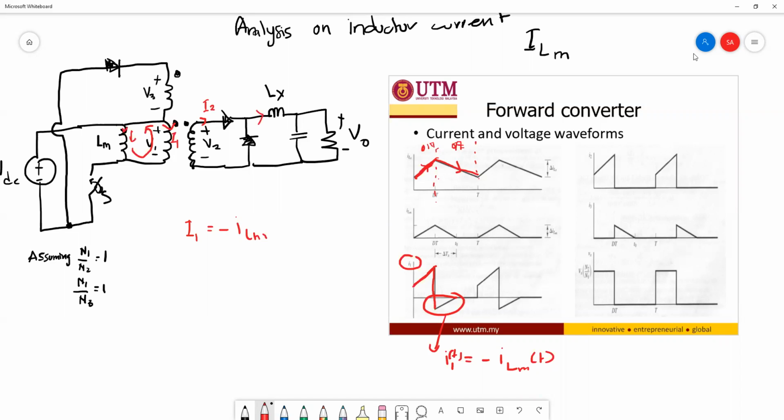During the on state, this diode is forward biased, so it will short circuit, and that is why I2 is equal to I1. During the off state, the current is 0 because the switch is off and this diode is reverse biased, so I2 is equal to 0. This is the current across the third winding. During the on state there is no current because this diode is reverse biased, but during the off state the current direction is like this. This diode is forward biased, and this current is equal to the current of ILM. Then this is the voltage across this LX.